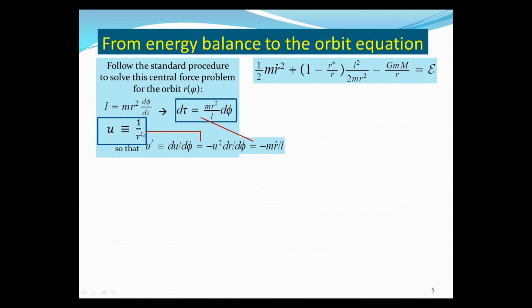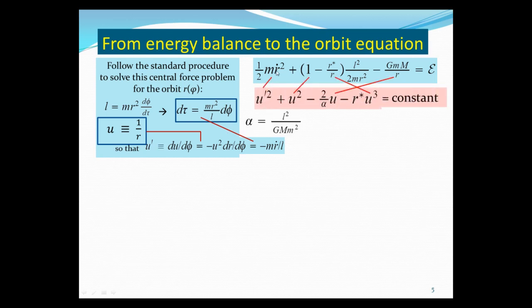Also, instead of working with r, we work with 1 over r. It turns out it's much easier if you do that. We call that u. So we differentiate u with respect to the orbital angle, and we call that u prime, which is just 1 over r squared differentiated. Then we replace the d phi by d tau, so I get r dot terms. r dot is dr over d tau. So I know the expression for u prime.